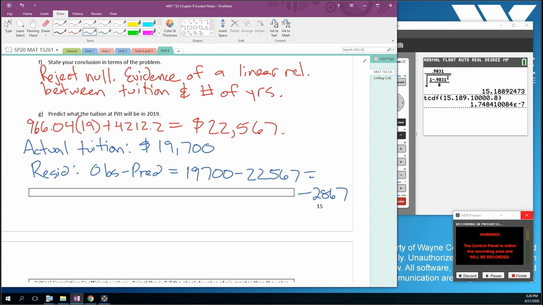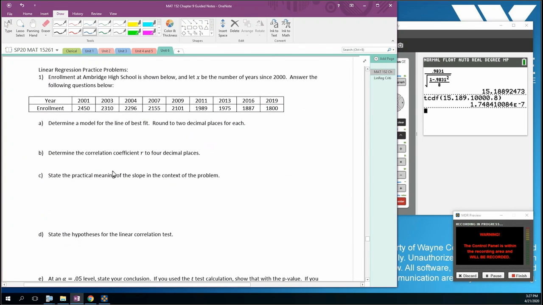All right, so we're going to go ahead and do a couple more regression problems here, where we're going to let X be the number of years since 2000 here. So enrollment at Ambridge High School. So for the lists, instead of the year, we're going to put 1, 3, 4, and so on. So that's what we're going to do. We're going to put these in the lists.